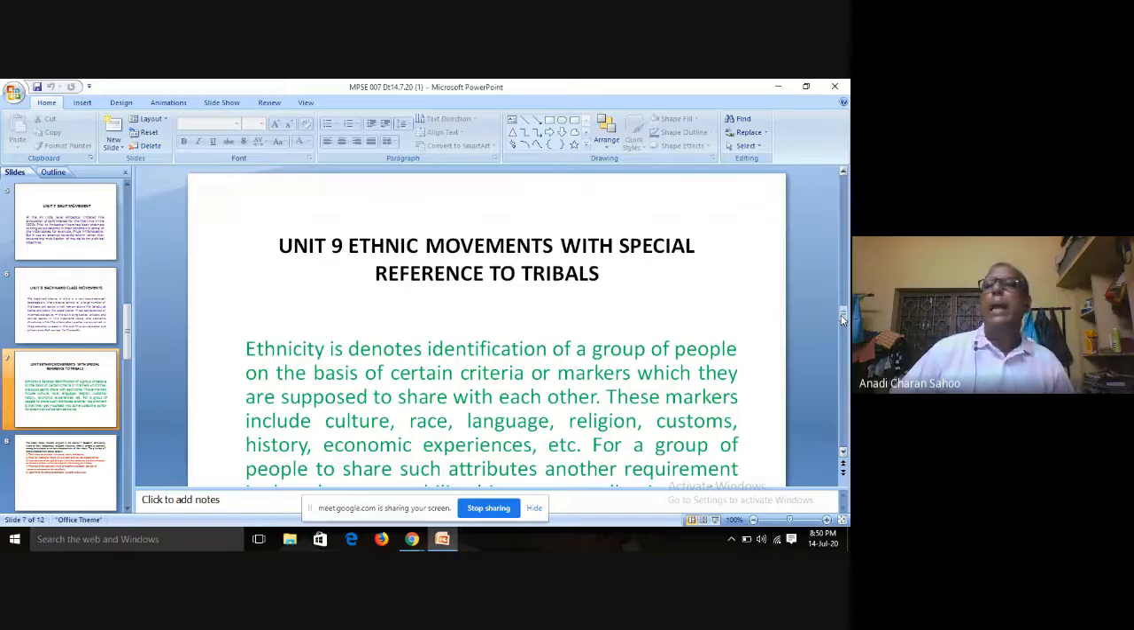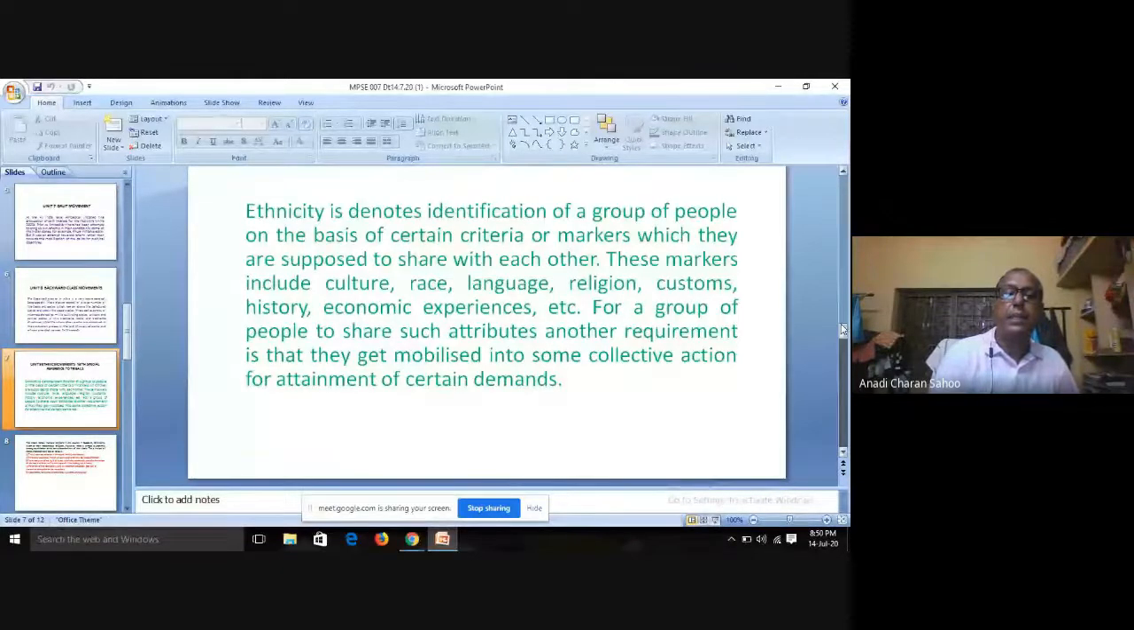Ethnicity denotes identification of a group of people on the basis of certain criteria or markers which they are supposed to share with each other. These markers include culture, race, language, religion, customs, history, economic experiences, etc.